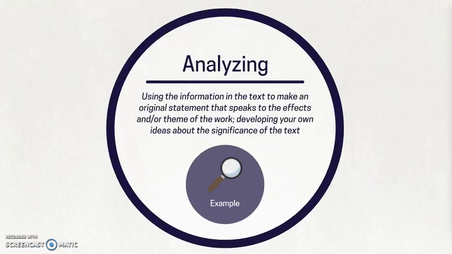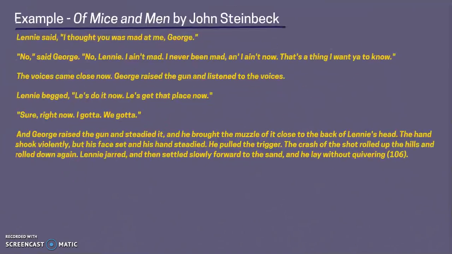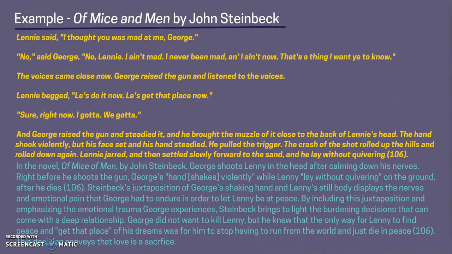So the definition of analyzing is using the information in the text to make an original statement that speaks to the effects and or theme of the work, and it is developing your own ideas about the significance of the text. An example of this, using the same excerpt, would be, in the novel Of Mice and Men by John Steinbeck, George shoots Lenny in the head after calming down his nerves. Right before he shoots the gun, George's hand shakes violently, while Lenny lay without quivering on the ground after he dies.